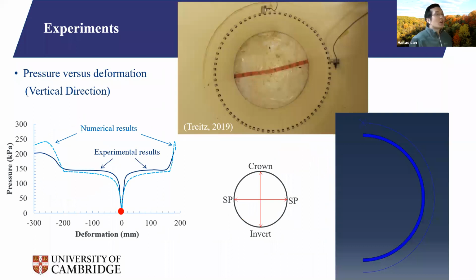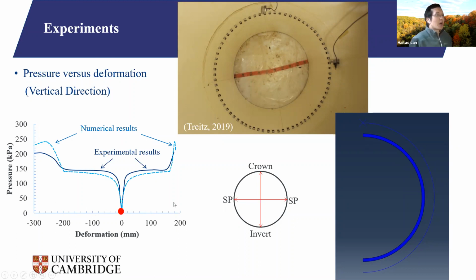So let me give you more details about this test. In the middle, on the top of this figure, is the picture we took during our test. On the right is the numerical modeling I did for this test. On the left is the pressure versus deformation. The black dashed line there is our numerical result. So at the beginning, that is the red dot there.